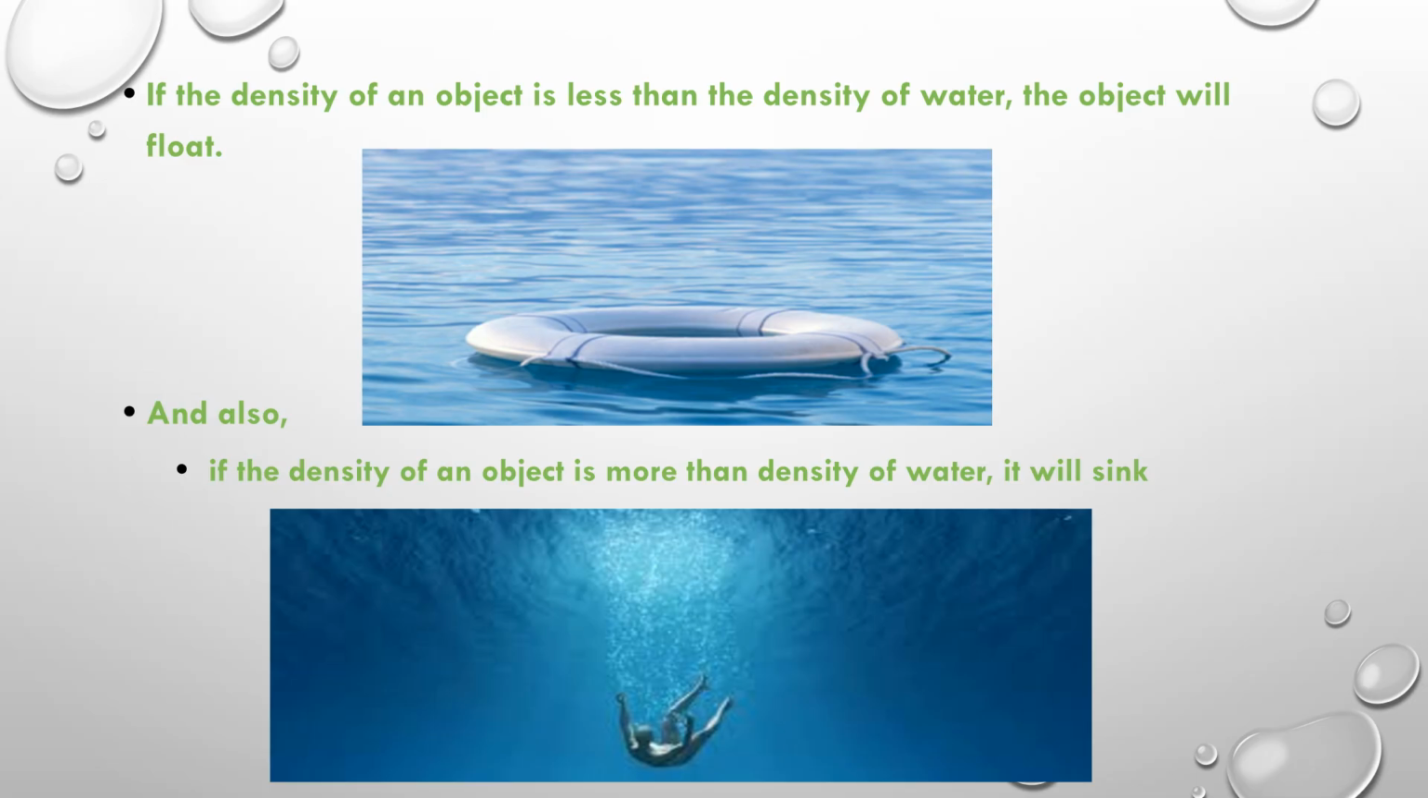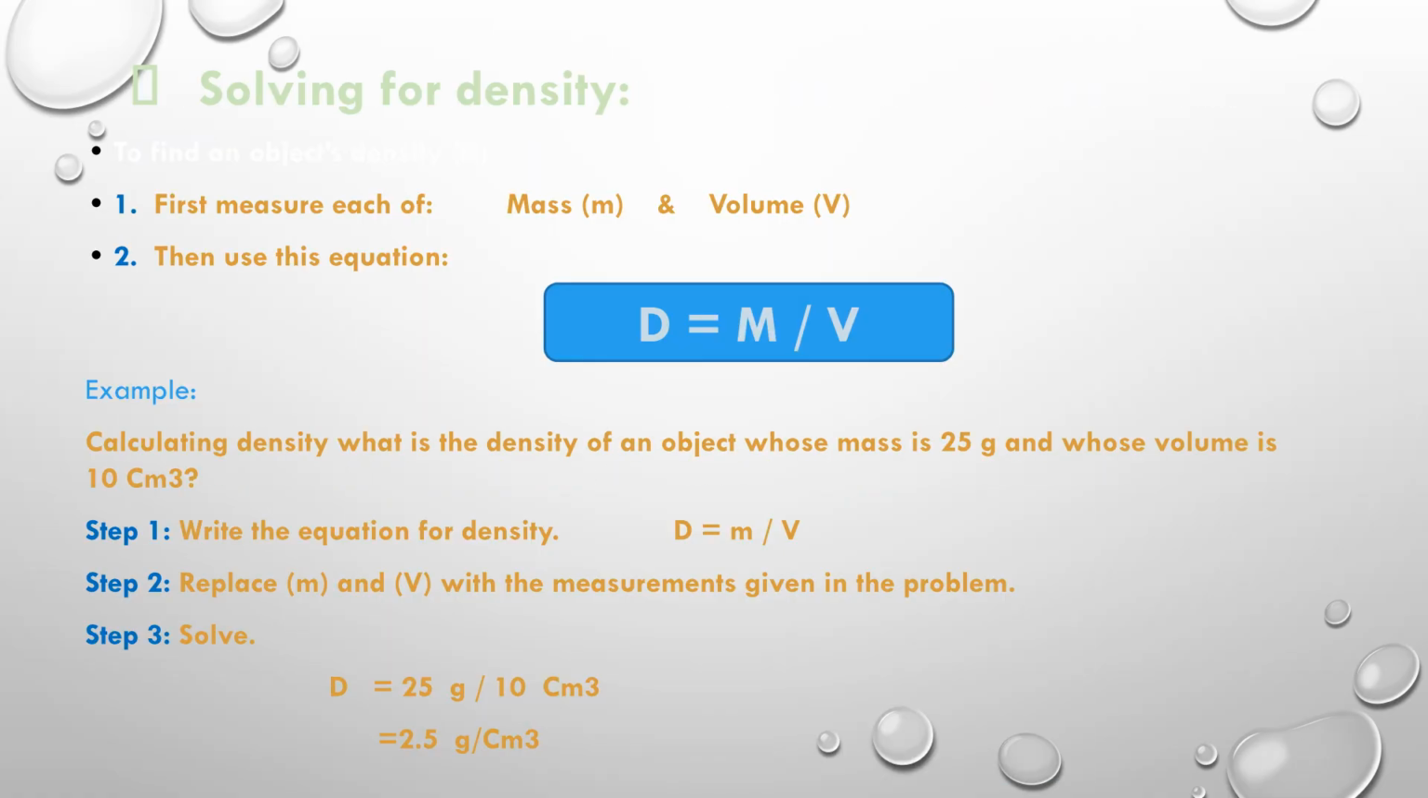An object will float if its density is less than water's density, and it will sink if its density is greater than water's density. To find an object's density, first measure its mass and volume, then use the equation density equals mass divided by volume. For example, an object with a mass of 25 grams and a volume of 10 cubic centimeters has a density of 2.5 grams per cc.